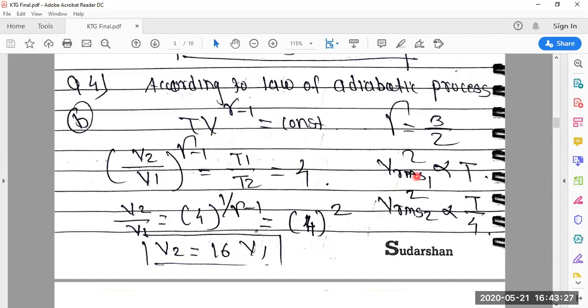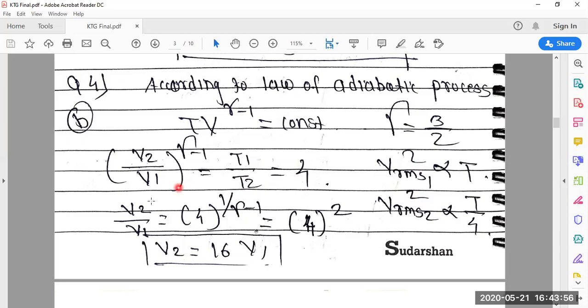RMS velocity is doubled, which means the temperature is squared. So the RMS velocity is proportional to the square root of T. Here we put the value of twice v, so this 4 is here. So we get T1 by T2 is equal to 4, the ratio of temperature is equal to 4. Why? We just consider that the RMS velocity is directly proportional to the square root of T. By using this, we get the relation.